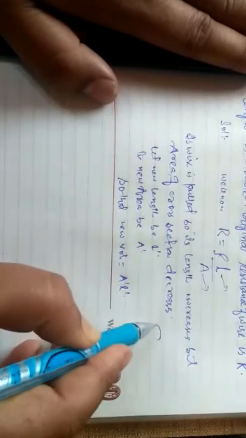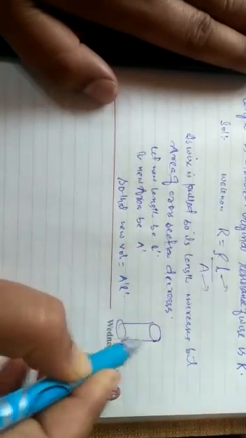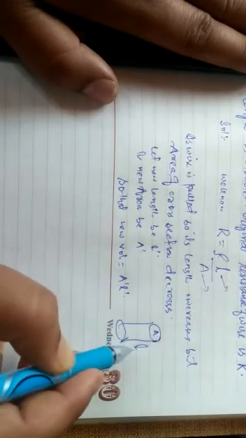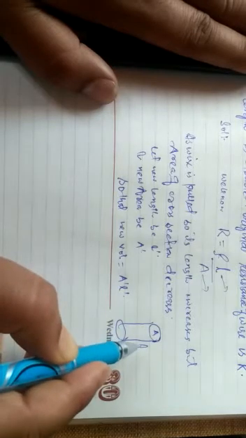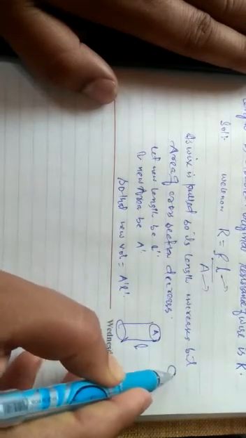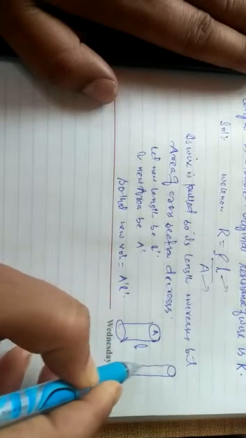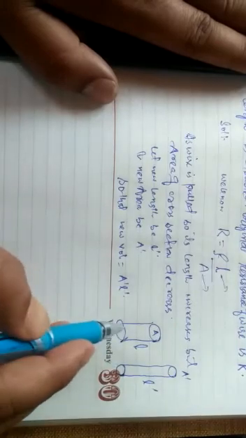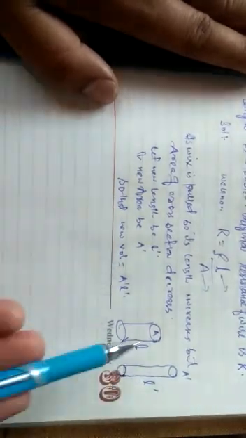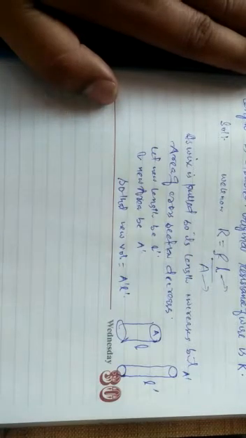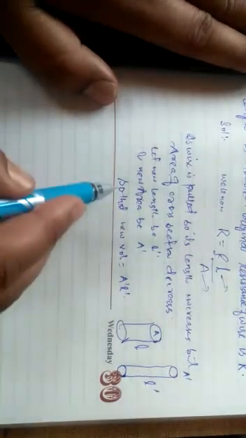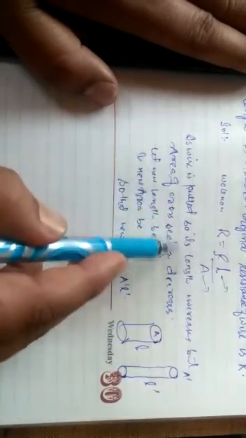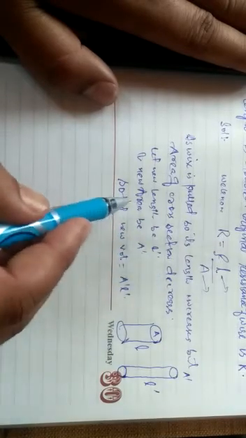As this is the wire, it has some area of cross section A, and its length was L. Now L has been increased, but A has to decrease. So the wire becomes a bit thinner, like this. This is A dash, and this is L dash. But the volume remains the same. If it is empty or full of water, the volume does not change. So the new volume becomes A dash L dash.